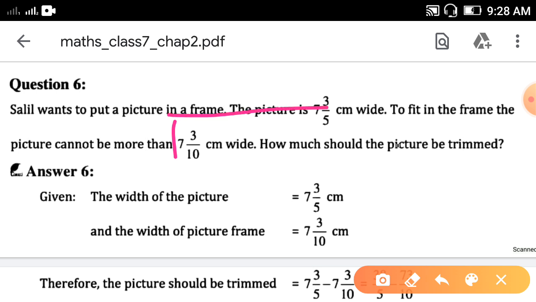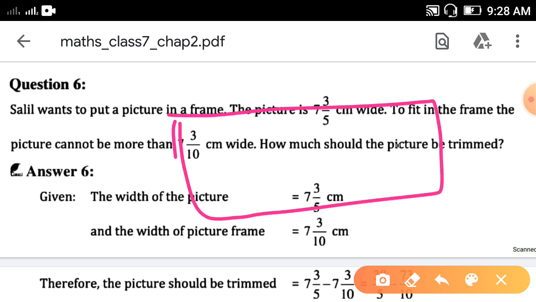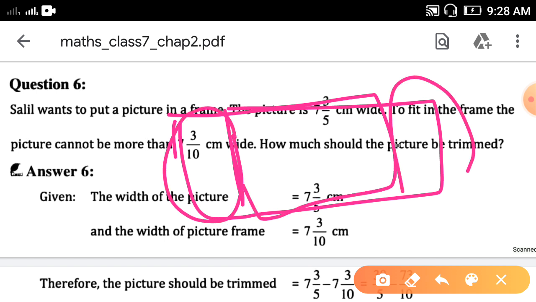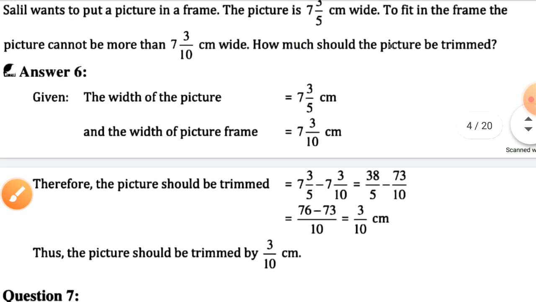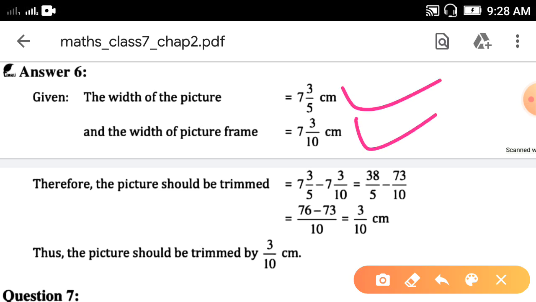This is, for example, the picture, and the width of the frame is this much. Then this is the extra part of the picture that you have to trim. But how much, that you have to find out. Now it is very easy, it's clear only. You have to do subtraction. The width of the picture and the width of the frame are both given.